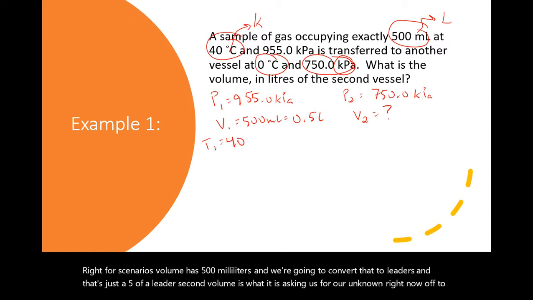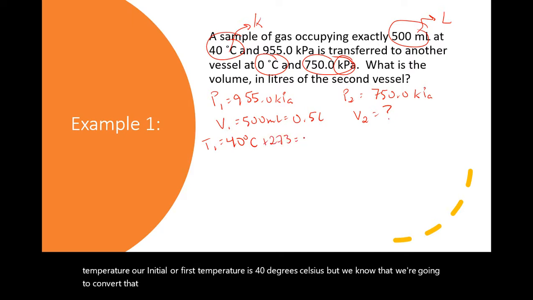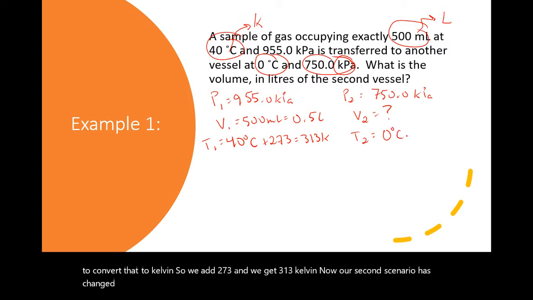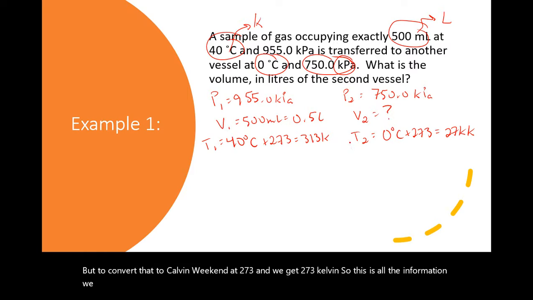Now, off to temperature. Our first temperature is 40 degrees Celsius, but we know that we're going to convert that to Kelvin. So we add 273, and we get 313 Kelvin. Now our second scenario has changed. It's 0 degrees Celsius. But to convert that to Kelvin, we again add 273, and we get 273 Kelvin. So this is all the information we have converted to the necessary units.